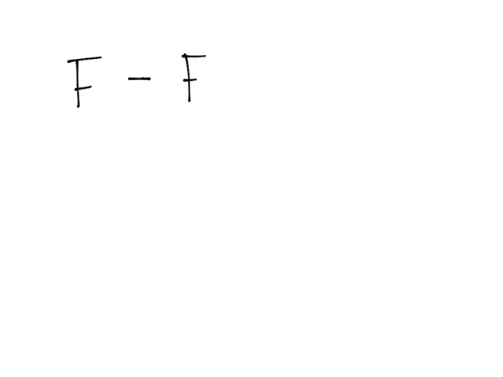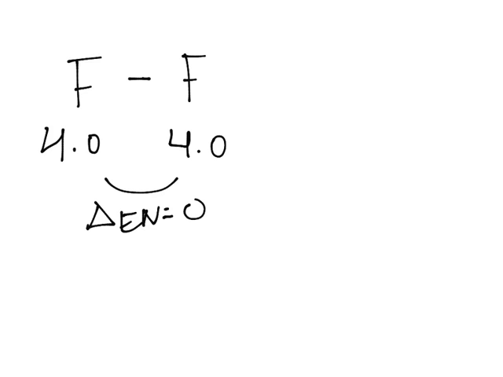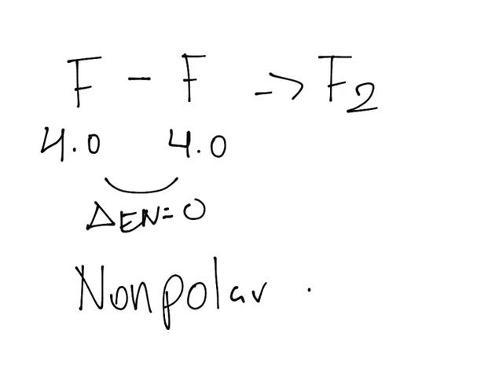So something like F, there's sharing, so you can actually write a line. F is 4.0, that's its electronegativity, and the other F is 4.0. So the difference will be equal to 0. This forms F2. Whenever you see a diatomic element that is part of the Brinkelhoffs, the electronegativity difference will be equal to 0, and you can call this a non-polar covalent bond.